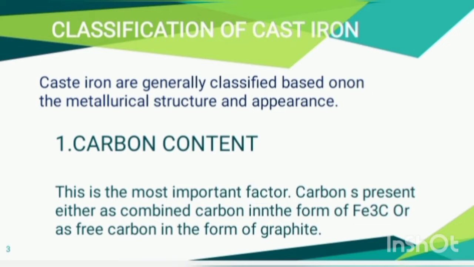Carbon is present either as combined carbon in the form of Fe3C or as free carbon in the form of graphite. Carbon in cast irons is significantly influenced by other factors also. When alloying elements are present, alloy carbides are also formed in the alloy cast iron. Free carbon can exist as flakes, as irregular shaped globules, also known as rosettes, or as round nodules. Their size and distribution can also vary.